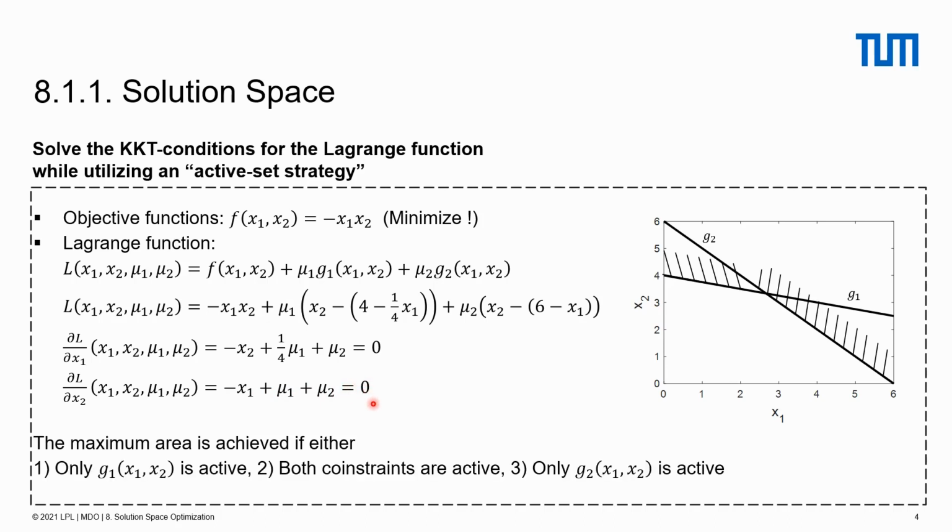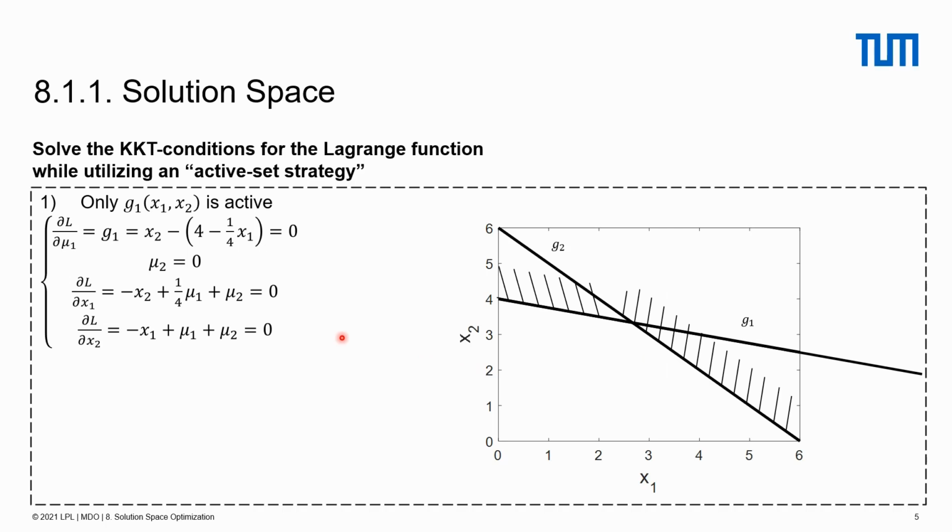As we already showed in the last slides, the maximum area is achieved in one of three cases. One, only G1 is active. That means the top right corner of the box lies on the boundary of G1. Two, both constraints are active. That means the corner of the box is exactly at this point. And three, only G2 is active. That means the corner of the box lies on the boundary of G2, somewhere here.